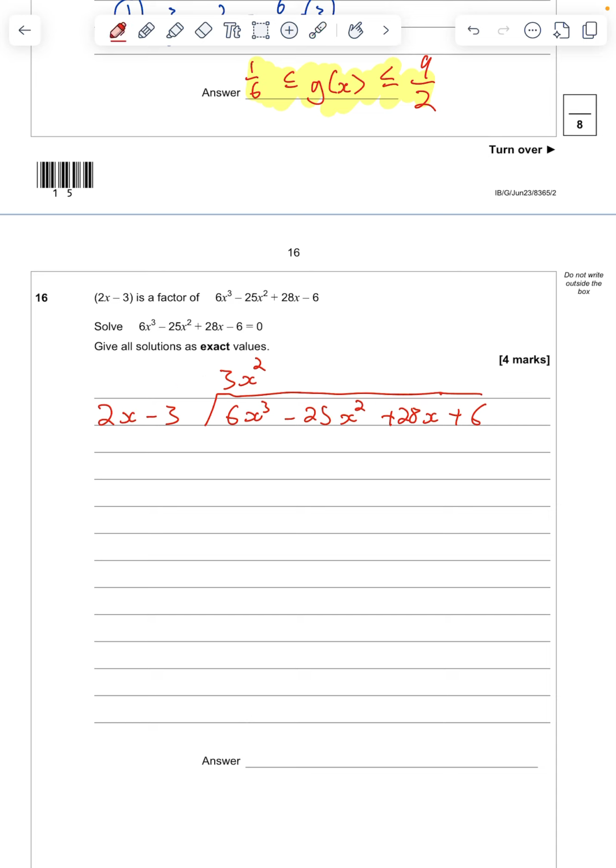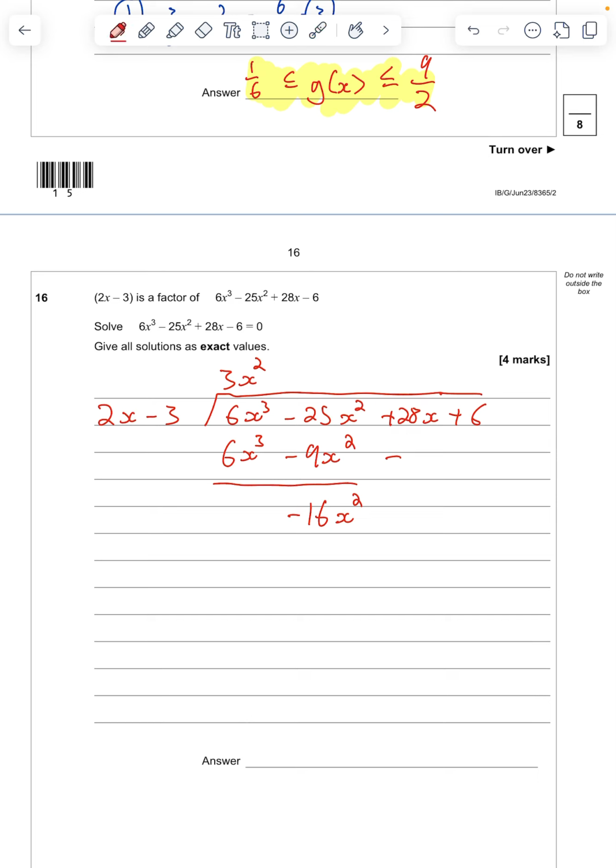2x by 3x squared does give you 6x cubed. You then take the minus 3 and times it by 3x squared, which is minus 9x squared. And then the way that you do this is you subtract this stuff here. Now, these should always cancel out to give you 0. And minus 25x squared take away minus 9x squared will give you minus 25 plus 9, which is minus 16x squared. And then you bring down this next part down here.